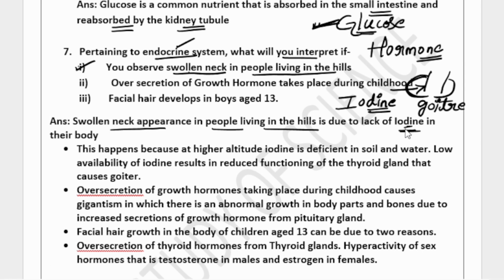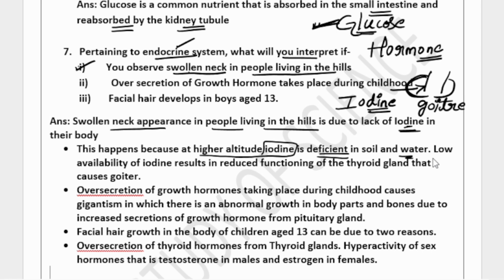Swollen neck is nothing but it is because of lack of iodine. Okay. And why does this happen? Because people who are living in the hill station, that is in the higher altitude, may not get a sufficient amount of iodine in that place. So that leads to what? Deficiency of iodine. Okay. And the soil which is present in that region also might be deficient in iodine. Water is also having less iodine content in it. Okay. So these are all the various reasons.